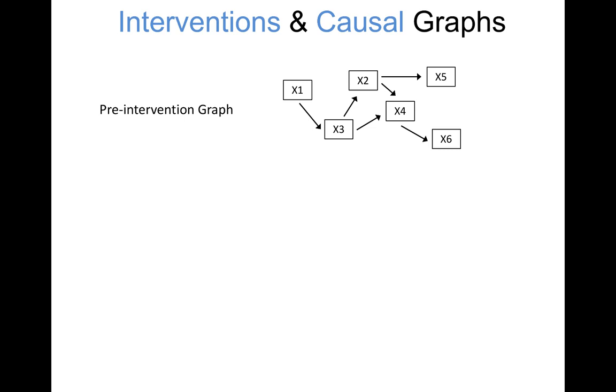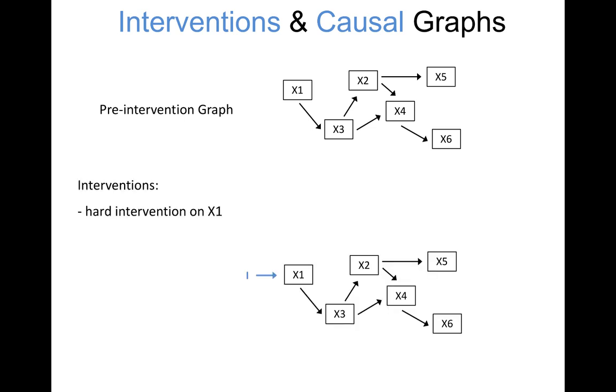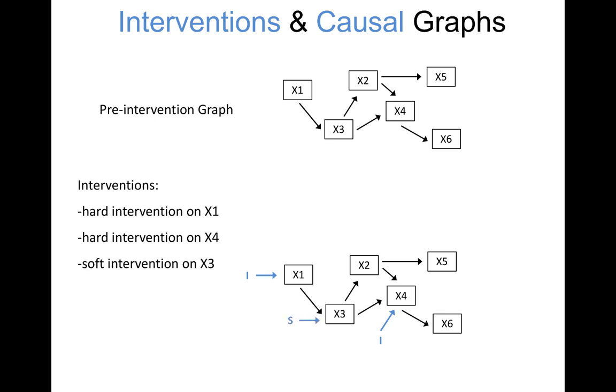In this more complicated and abstract example, consider a causal graph involving x1, x2, x3, x4, x5, and x6. And now consider three simultaneous and independent interventions: a hard intervention on x1, a hard intervention on x4, and a soft intervention on x3. What is the post-intervention graph? The edges into the hard intervention targets will be eliminated, but every other edge will remain, leaving us with the following graph.